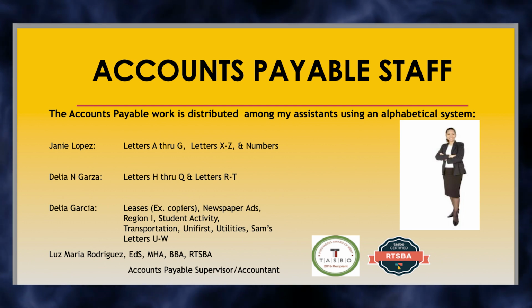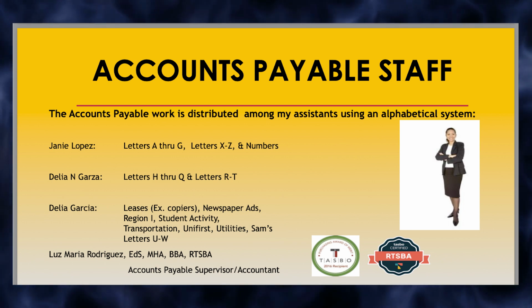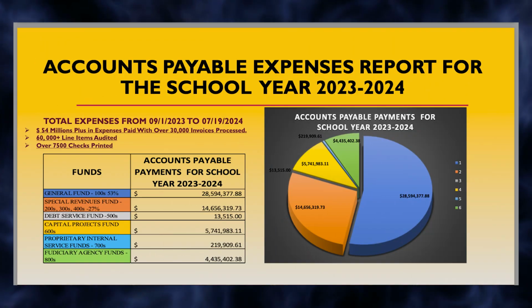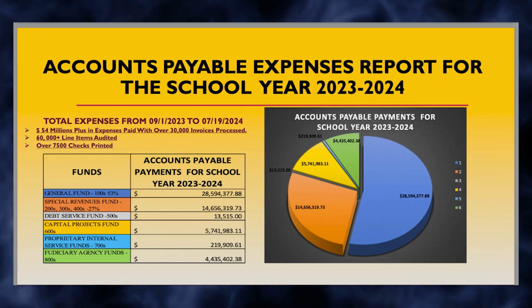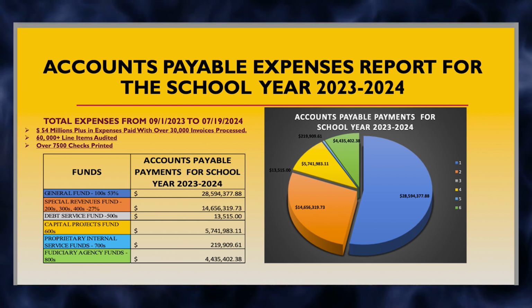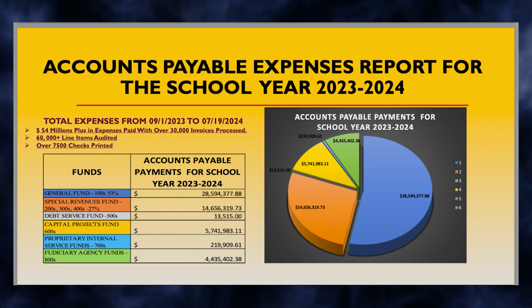Here is our staff and their assignments. Duties are shared with various members of the Accounts Payable Department. This expense report covers 2023-2024 payments to vendors. In 2023-2024, the total expenses were $54 million.